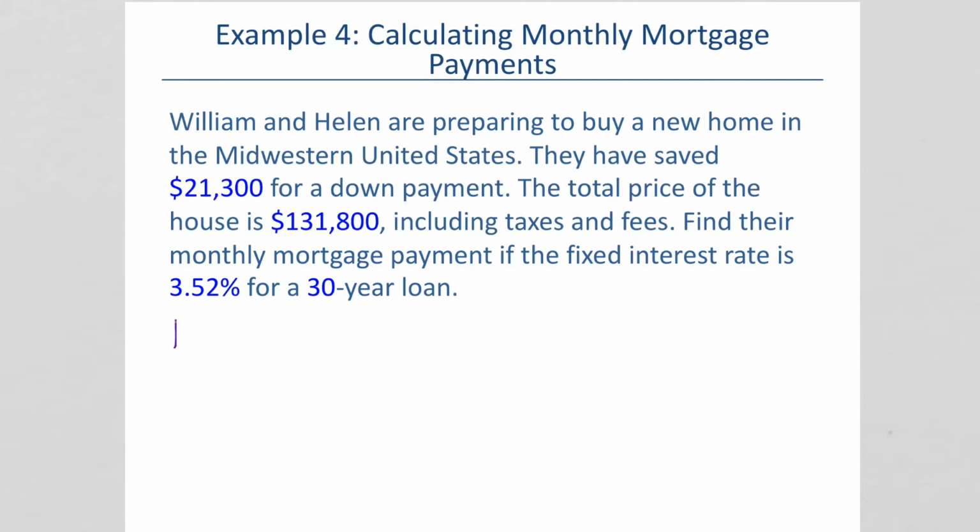So, again, just like we've been doing, we need to find the principal. I'll work through this pretty quickly because it's the exact same thing we've been doing in the last problems. Subtract off the down payment. And so they're financing $110,500.